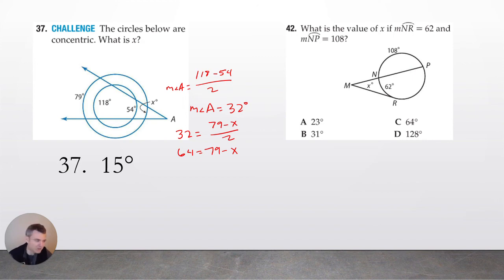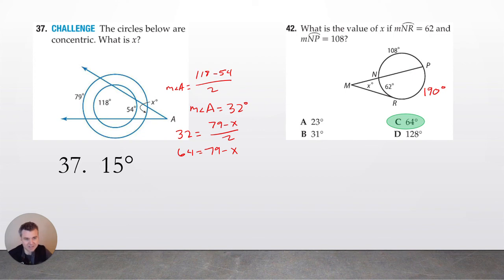All right, 42 is multiple choice. A, B, C, or D. What is the value of x? C, 64 degrees. All right, we can look at y. Okay, so this is 108 degrees. This is 62. You add those together. That's 170, which means the measure of arc RP has to be 190 degrees.